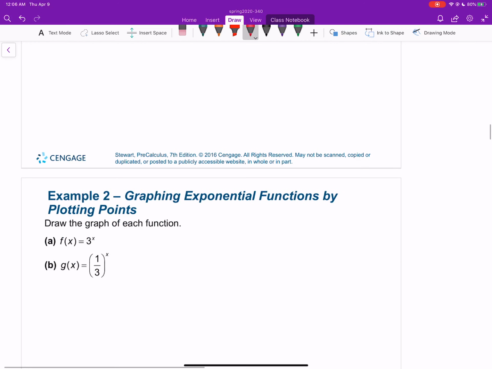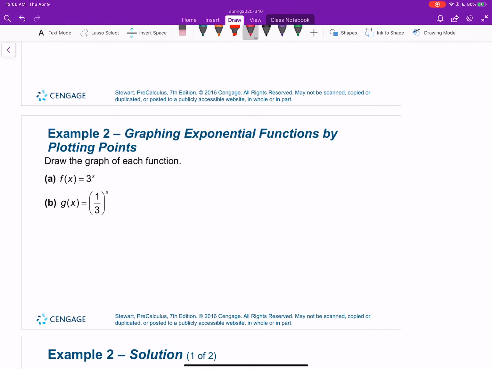Okay. So let's look at the first function, which is f of x equal to 3 to the x. For now, let's just use some tables of values to figure out what's going on. So if this is my x and this is 3 to the x, which is what f of x is, let's pick some numbers: negative 2, negative 1, 0, 1, 2, and let's figure out what the y values are.